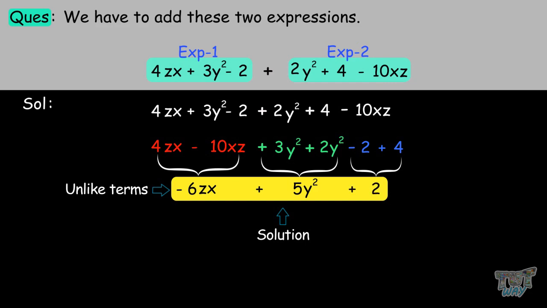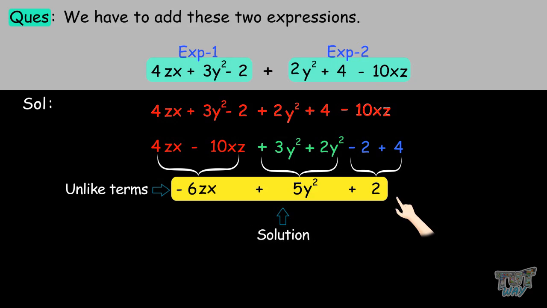So remember, whenever you have to add expressions, write them out in a row. Then you need to write out the like terms together. And then finally, you add or subtract until all the terms are unlike. And this will be the final solution.